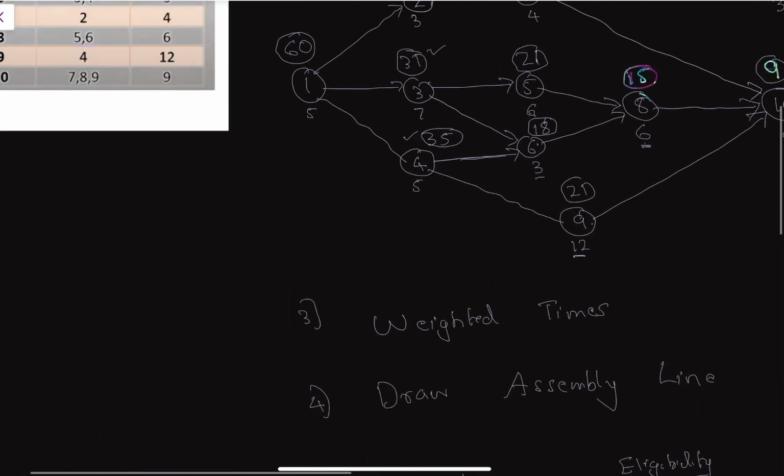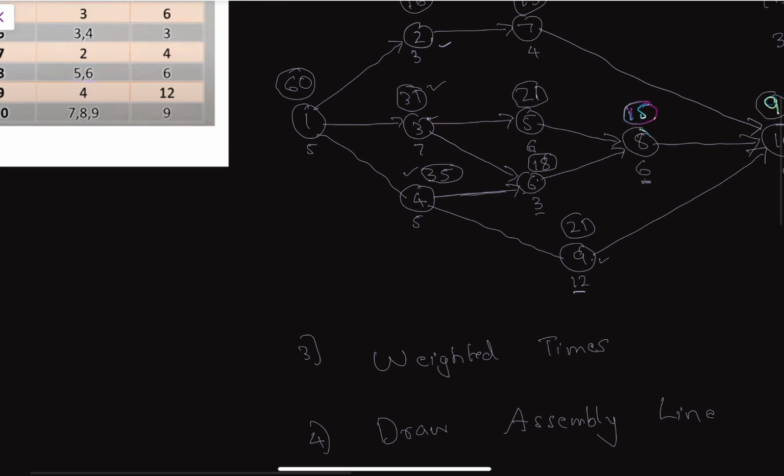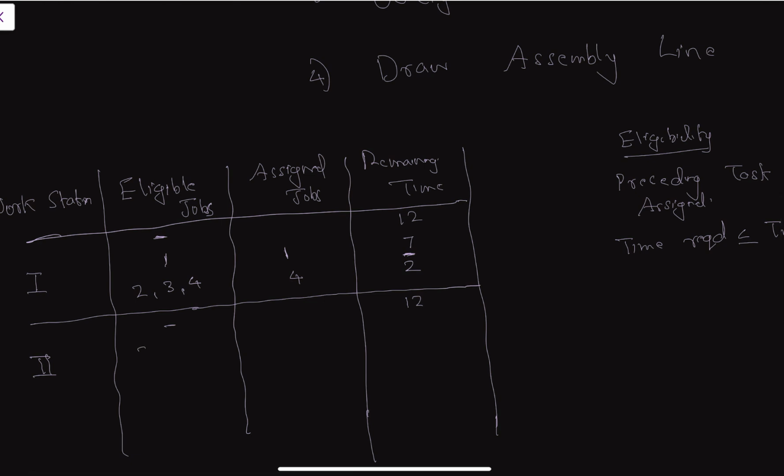Okay, and for 6 it is 3. But 6 is not eligible because the preceding task 3 is not completed. So only jobs 9, 2, 3 are eligible. These are the eligible jobs: 2, 3 and 9. Out of which job will you select or assign to this workstation 2?